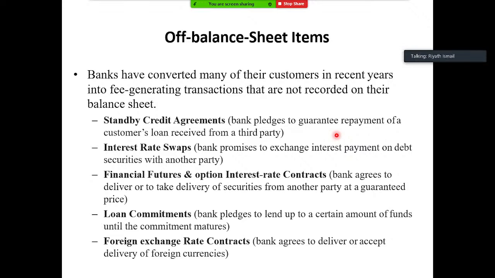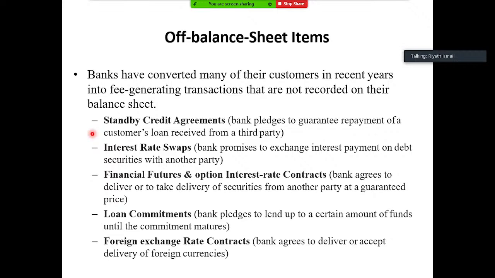The bank guarantees his financial trustworthiness and capacity of repayment of such a loan. For that service the bank will take some charges. So in a standby credit agreement, the bank pledges to guarantee repayment of a customer's loan received from a third party. Interest rate swap. We already discussed swaps to hedge the interest rate risk.